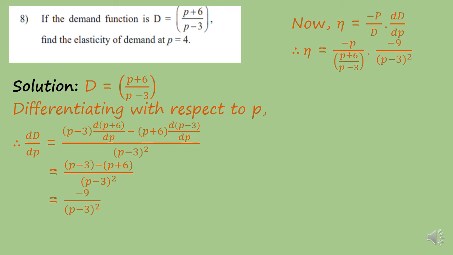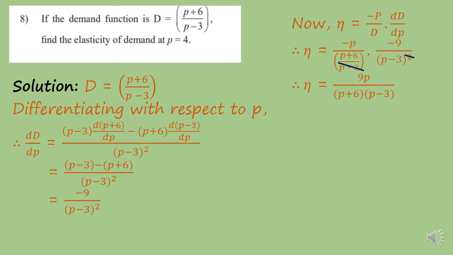Now remember, what happens over here is that the common terms are cut from the denominator. As you can see, p minus 3 and one of the p minus 3 of the second term is cancelled, and minus p into minus 9 becomes 9p, minus into minus is plus. So we get the elasticity as 9p upon p plus 6 into p minus 3.